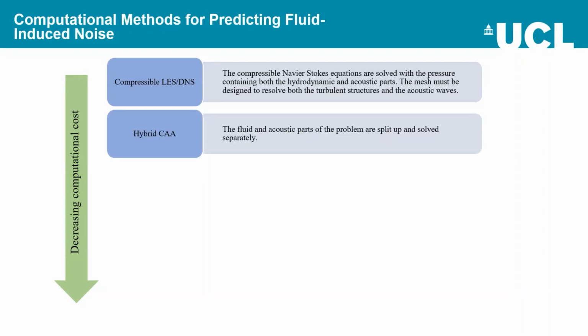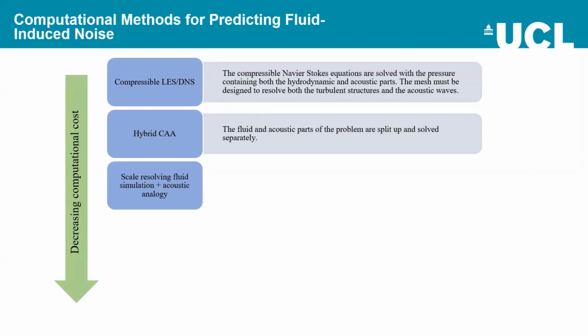Now, the next method down is known as a hybrid method, and that's where we split these two problems in two and we solve them separately. But we solve them both separately in a differential form. So we solve the fluid flow, which we can often solve as an incompressible problem, and then we solve a separate system of equations for the acoustics.